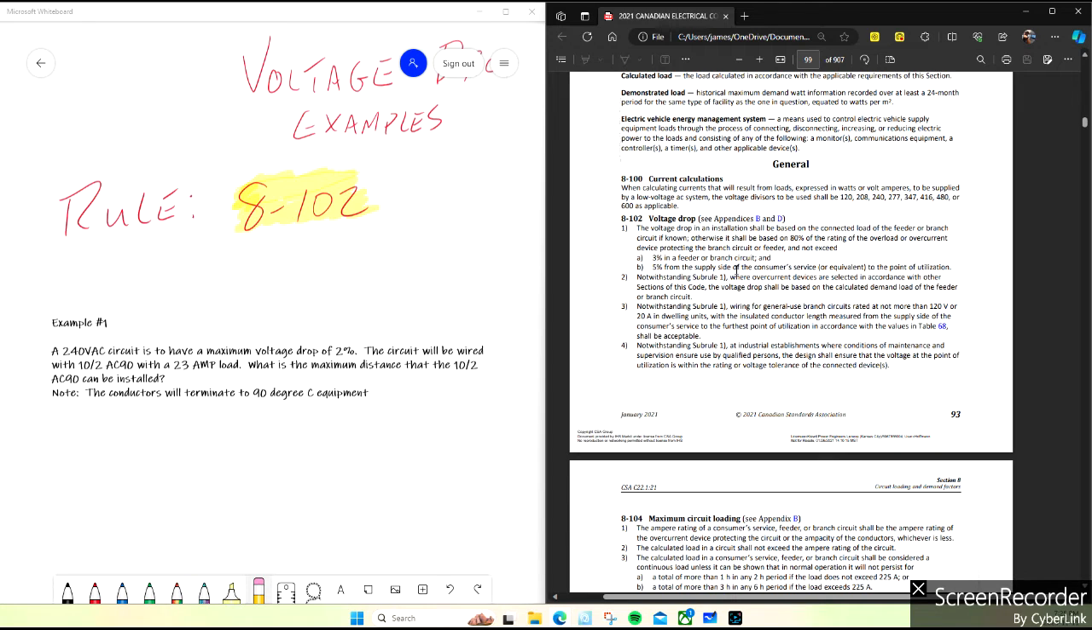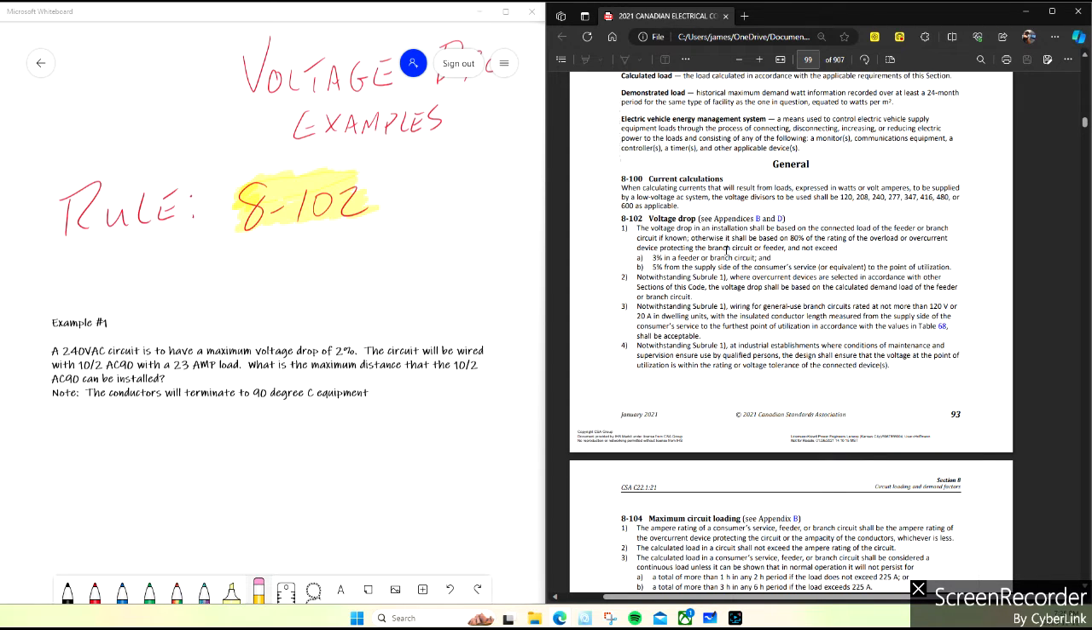Okay, so let's get going at this. All right, voltage drop. Rule 8102. Voltage drop in an installation shall be based on the connected load of the feeder or branch circuit if known. Okay, so right off the bat, when you know the load, that's what you're going to use. And I have a few examples that will use that first part of that statement. So when you know the load, that's what your voltage drop will be based on.